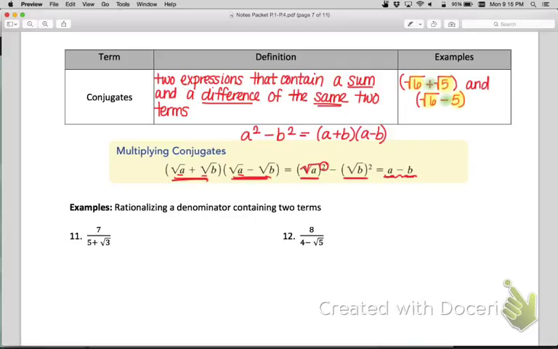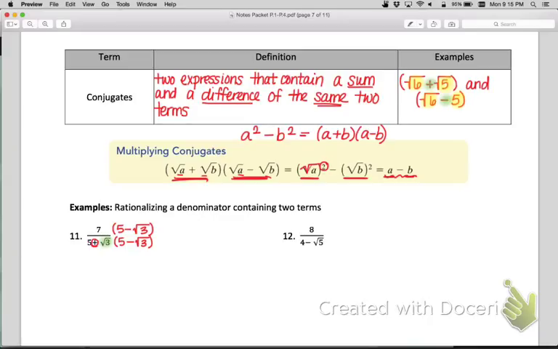So if you look at example 11, my denominator contains the square root of 3. So that's the radical I need to get rid of. Simply multiplying by the square root of 3 is not going to be enough because I have to also multiply this 5. If I multiply 5 times the square root of 3, I'm still going to have the square root of 3. The way we get rid of it is to multiply by the conjugate. So this one has a plus, which means the conjugate is going to have a minus. Whatever I multiply in the denominator, I have to do the same in the numerator.